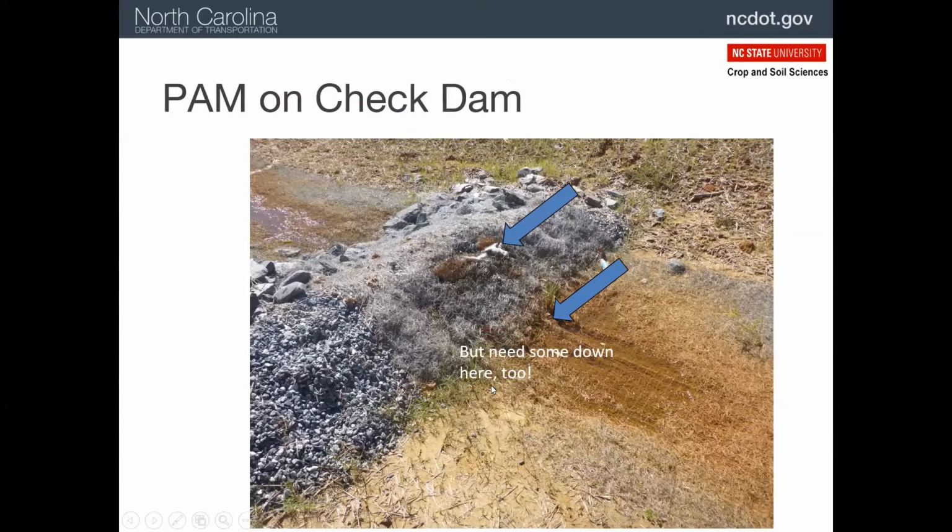And this is another example of a check dam that does not appear to have a low point in the middle. So a very common problem that we see. People think dam and they think it's got to be level, but no, it needs to have a low point in the middle.